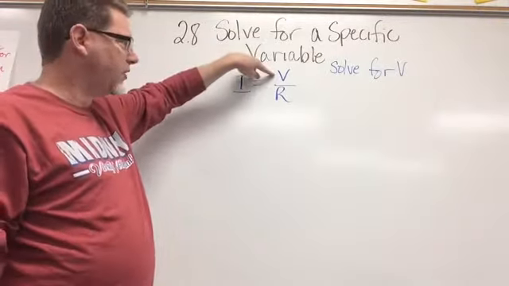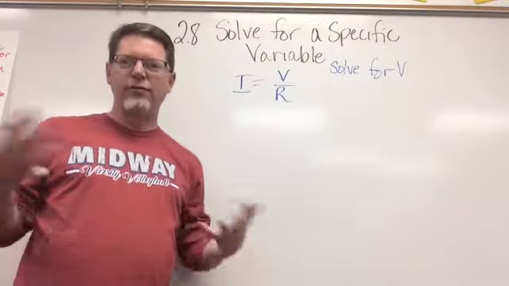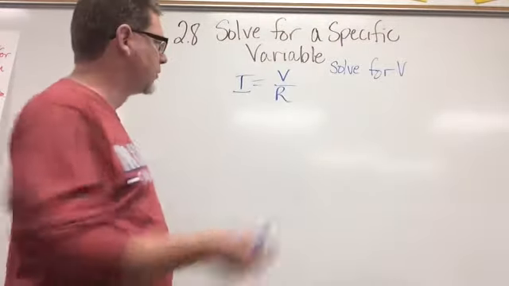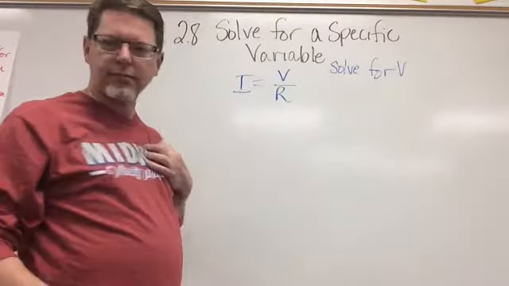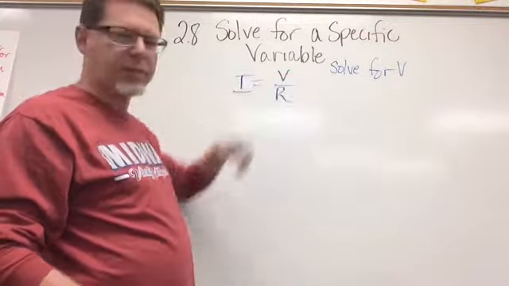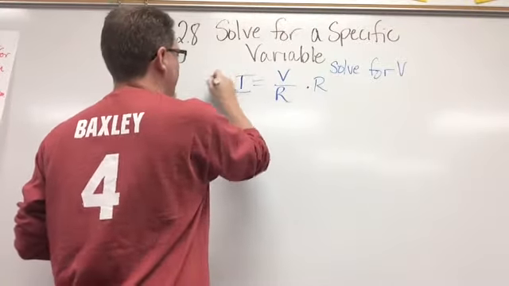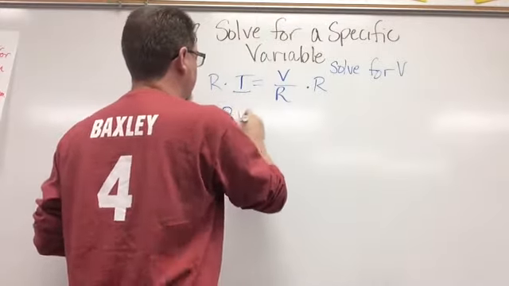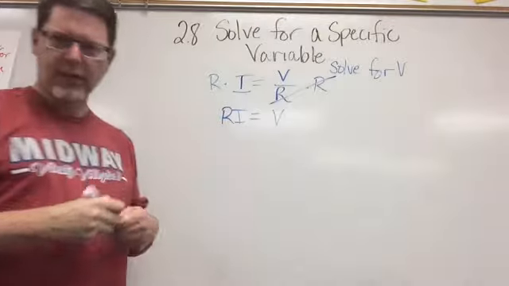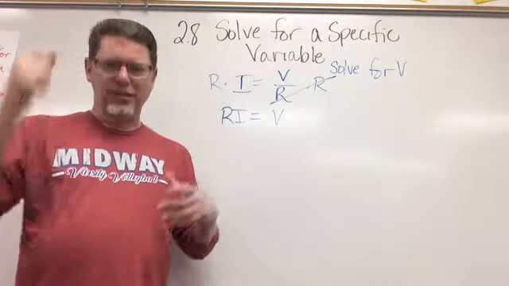Well, we got V over here with an R, and it's being divided. So what's the opposite of dividing? Yeah, it's multiplying. So what do I have to multiply by on both sides? The R, because I need to get rid of the R so the V is by itself. So I'm going to simply multiply both sides by R, and R times I equals V. Okay? It's not a big, hairy, scary deal. It just takes some rethinking.